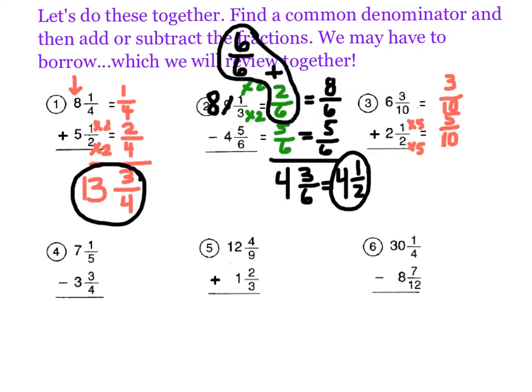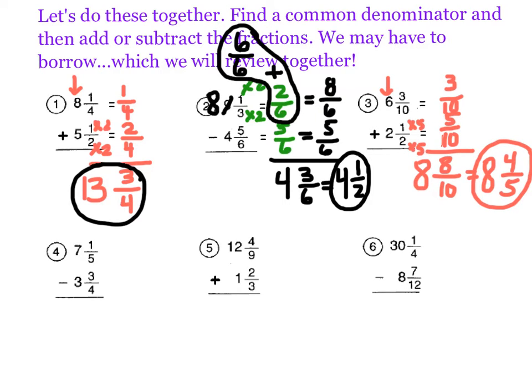Now we're going to go ahead and add. 3/10 plus 5/10 is 8/10. And then don't forget over here, 6 plus 2 is equal to 8. Yep, we do need to reduce this. So if we divide the numerator and denominator by 2, we get 8 4/5.